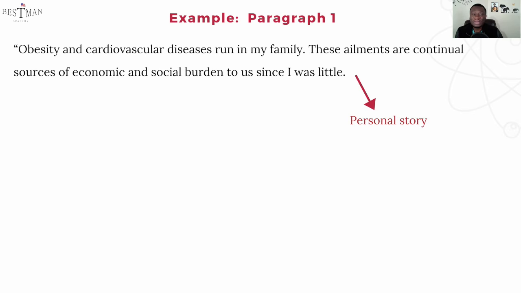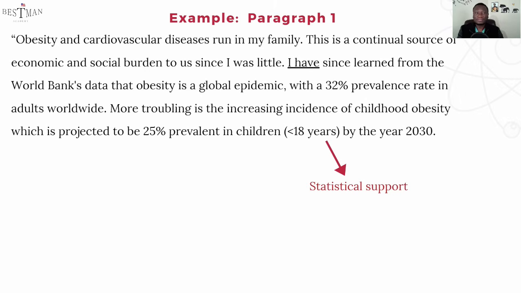Now, obesity and cardiovascular diseases run in my family. These ailments are continual sources of economic and social burden to us since I was little. Now you can see that's the personal side of this problem, and people can relate to this. Now let's look at the next statement.